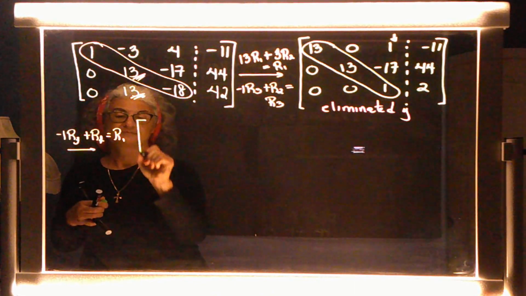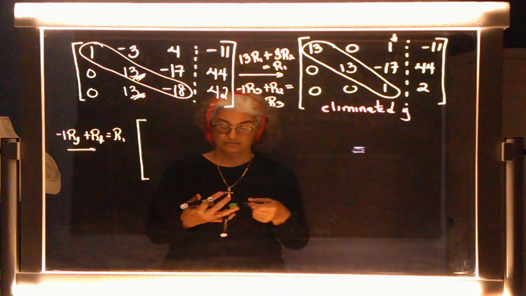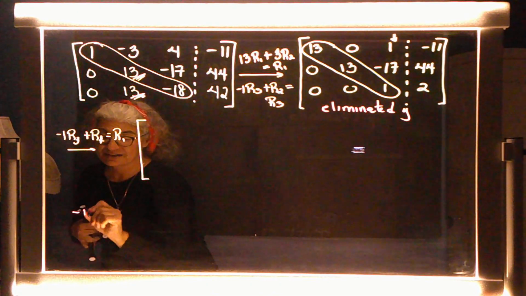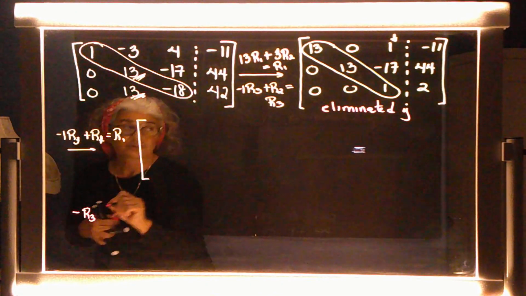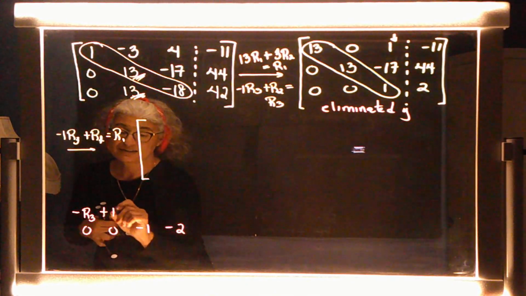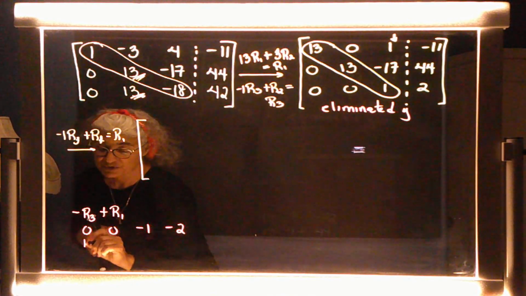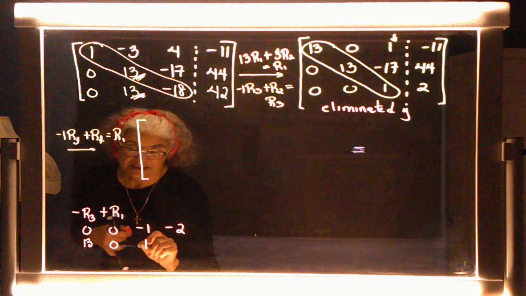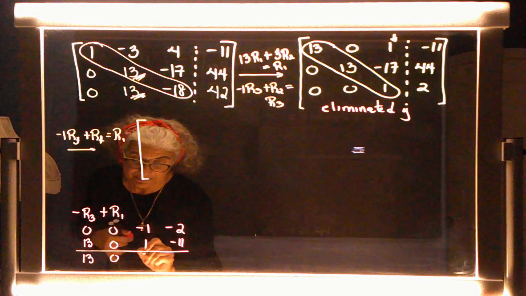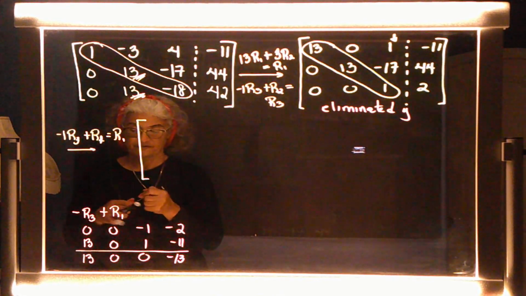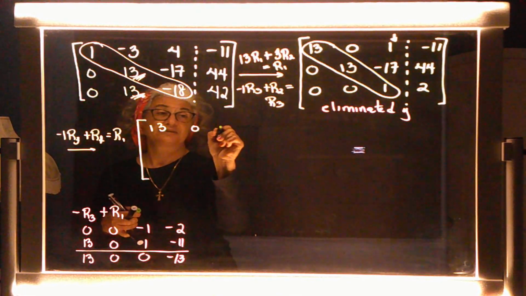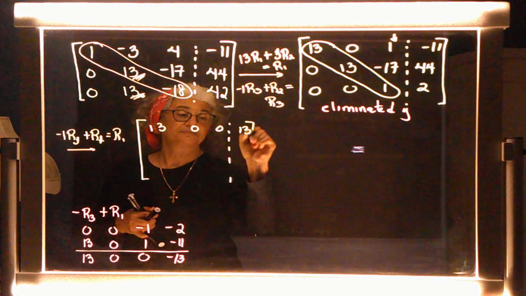Okay. So we said take the third row and multiply by a negative 1. So that will look like 0, 0, negative 1, and negative 2. We said add it to the first row, which has the numbers 13, 0, 1, and negative 11. And when you add them, this is my new first row: 13, 0, 0, and 13.